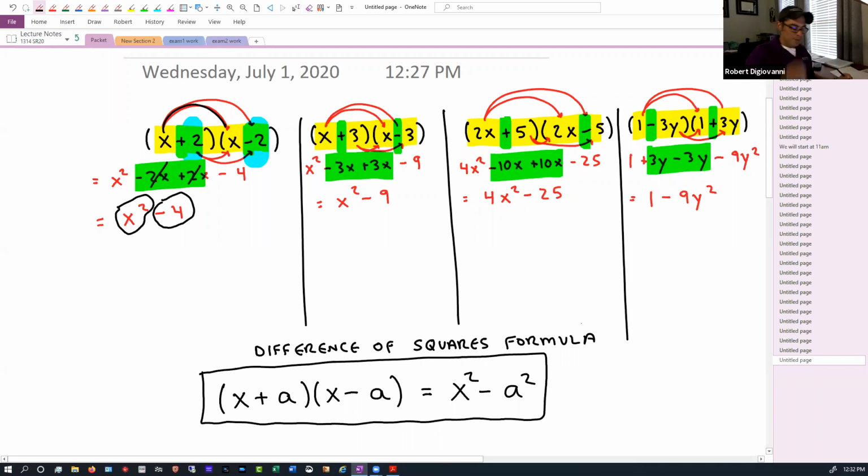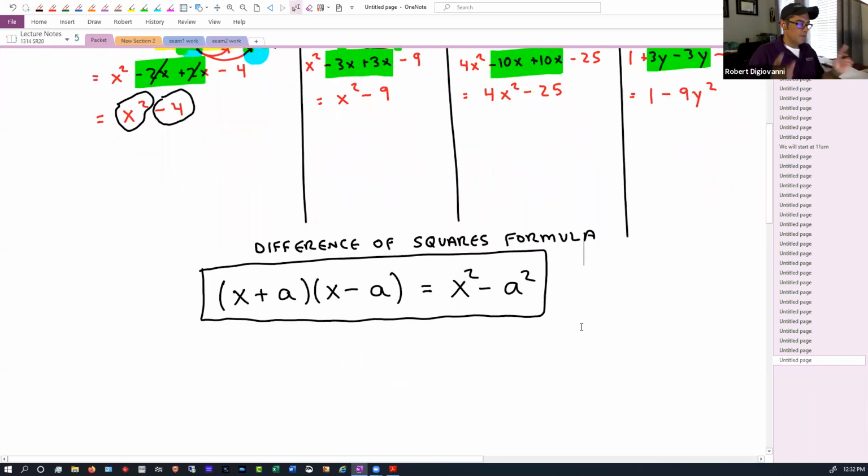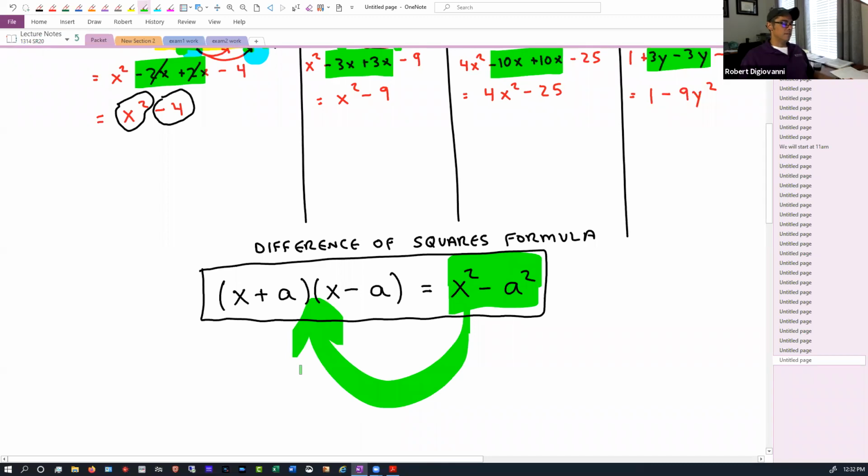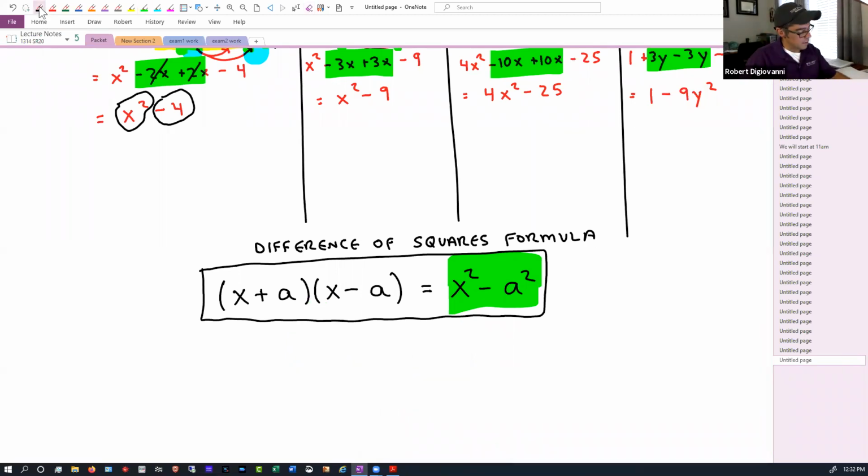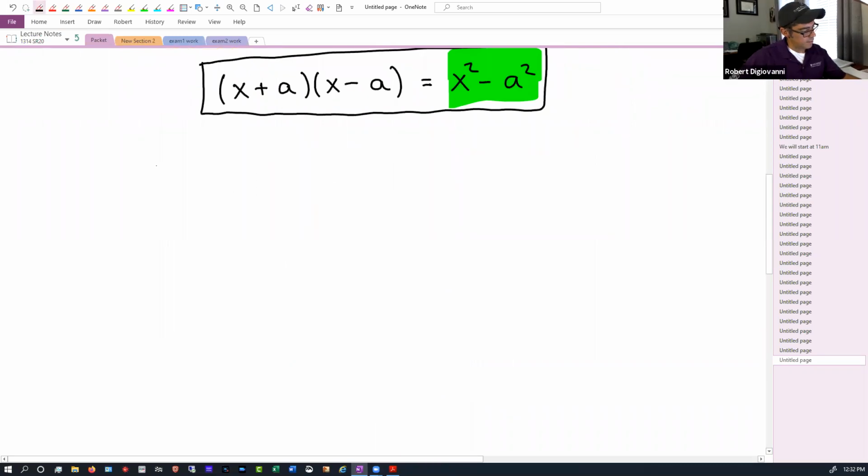And what it allows us to do is work backwards. If we see something like this, then we know that it can automatically be turned into that. So let's do an example. So let's say we started with x squared minus 9, and you're asked to factor this.